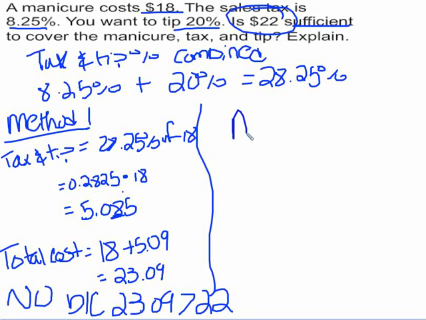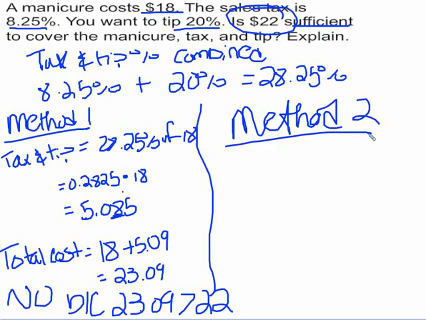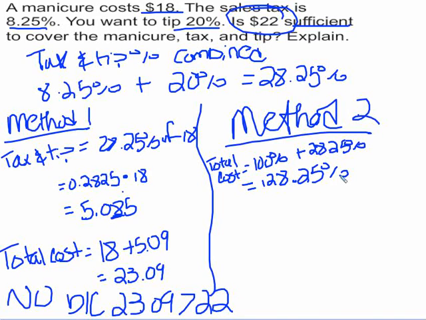Now if you use method 2, you know that your total cost is going to be equal to 100% of your bill plus that 28.25%, which means when all is said and done, you're paying 128.25% of that $18.